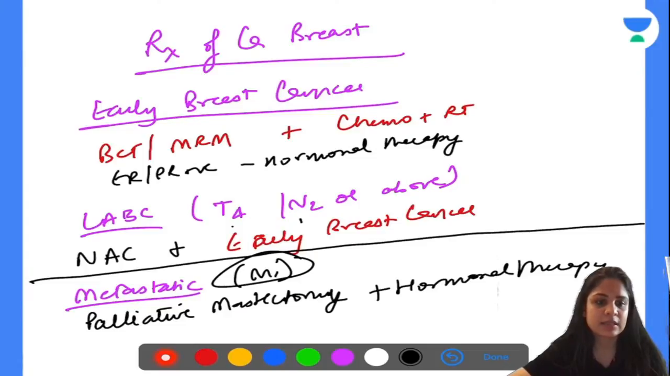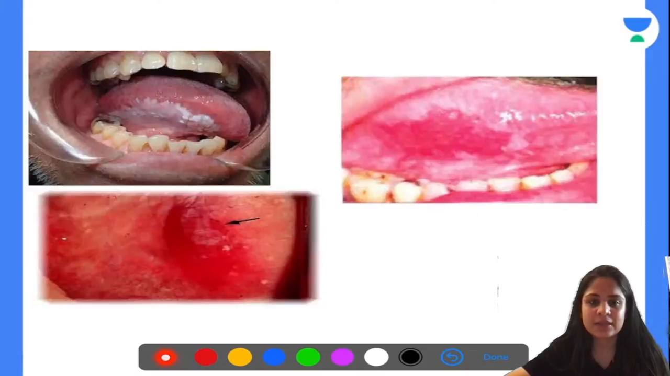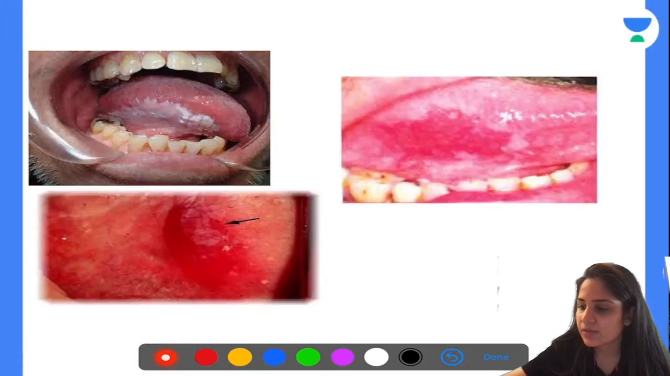Now the next thing that we need to move on to is salivary glands for today. Okay, so let's go on to oral cavity and salivary glands a little bit. So I just want you guys to identify these three pictures and tell me, out of these, all are pre-malignant lesions, so just identify for me what is 1, what is 2 and what is 3.